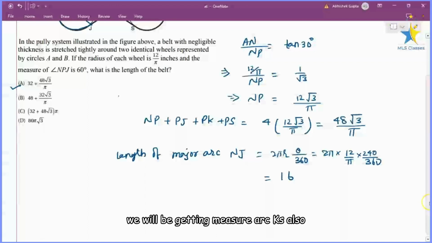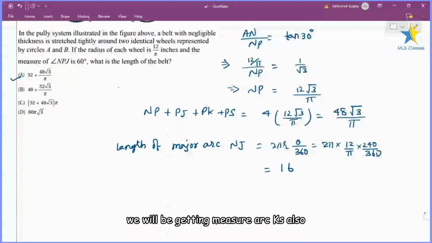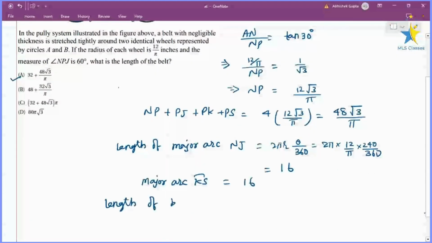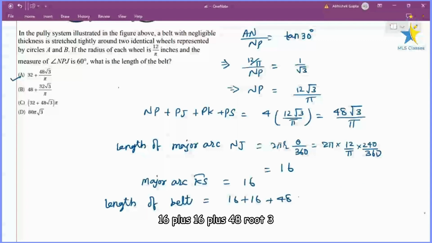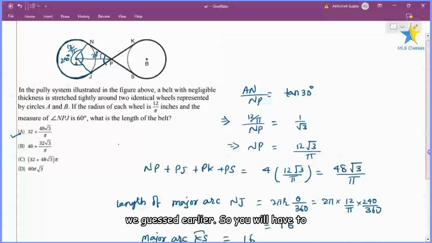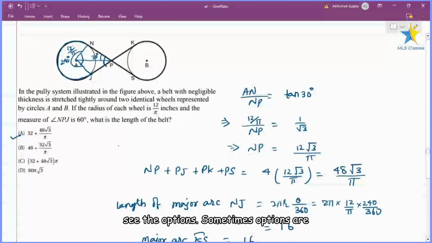So similarly, we will be getting major arc KS also equal to 16. So length of belt will become 16 plus 16 plus 48 root 3 over pi. That is 32 plus 48 root 3 over pi. So option A is the answer, as we guessed earlier. So you will have to see the options. Sometimes options are given such that you don't have to solve the full question and you can identify the answer.